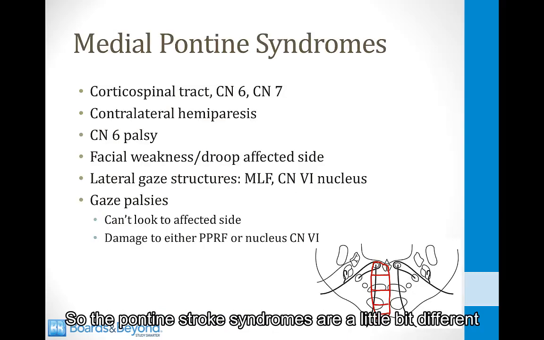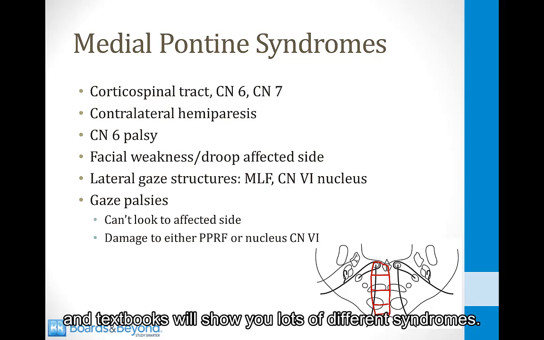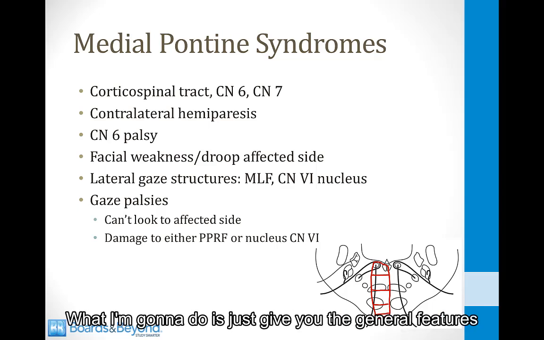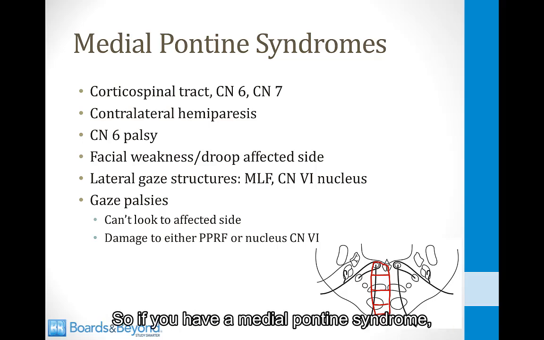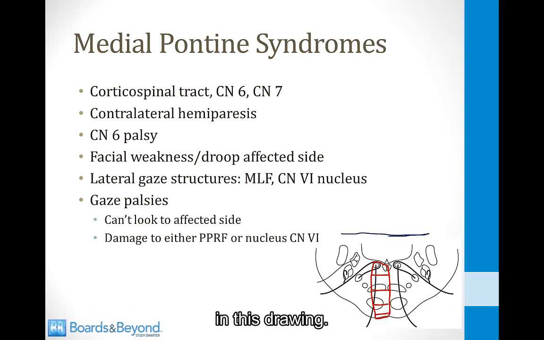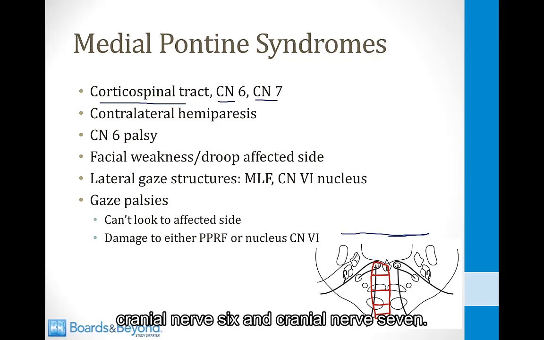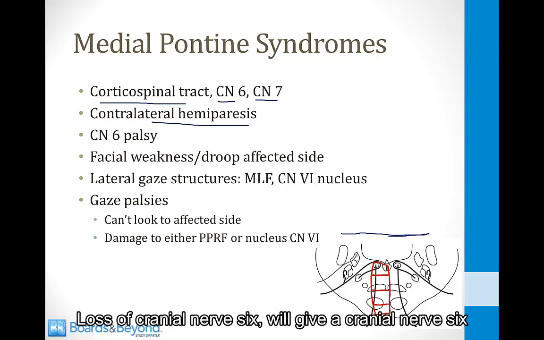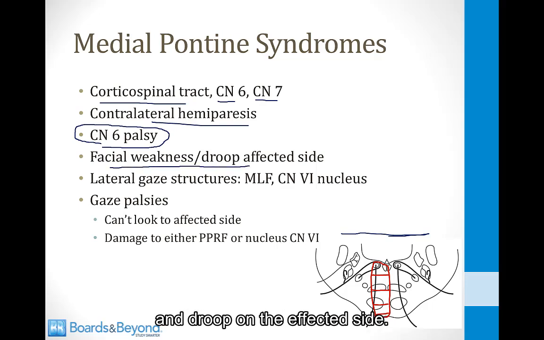So the pontine stroke syndromes are a little bit different depending on whether you're inferior or superior, and textbooks will show you lots of different syndromes. What I'm going to do is just give you the general features of medial pontine and lateral pontine syndromes. If you have a medial pontine syndrome, you'll get damage in the area I've highlighted down here in this drawing. Basically you will lose your corticospinal tract, cranial nerve 6, and cranial nerve 7. Loss of the corticospinal tract will give contralateral hemiparesis. Loss of cranial nerve 6 will give a cranial nerve 6 gaze palsy, and loss of cranial nerve 7 will give you facial weakness and droop on the affected side.